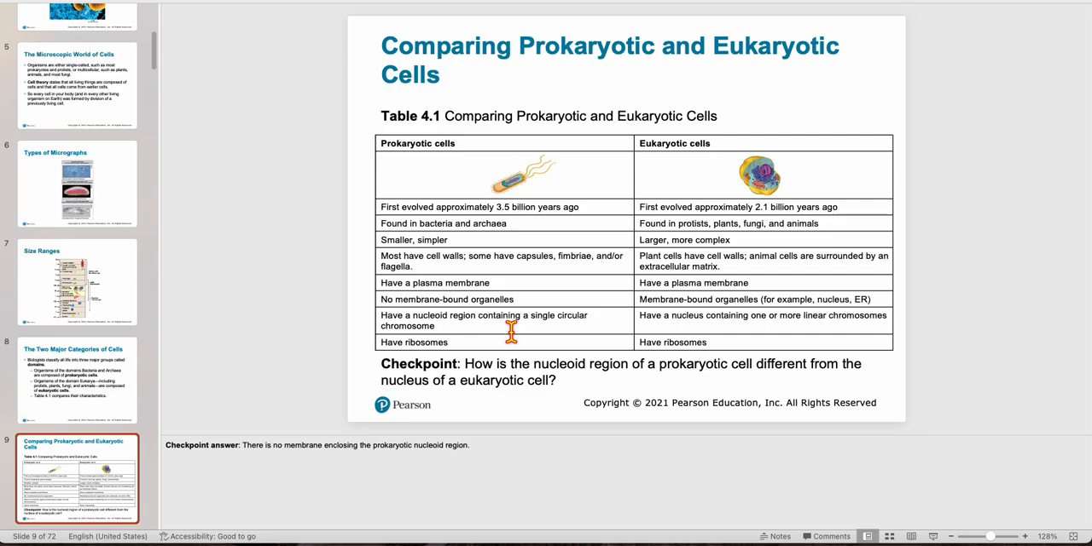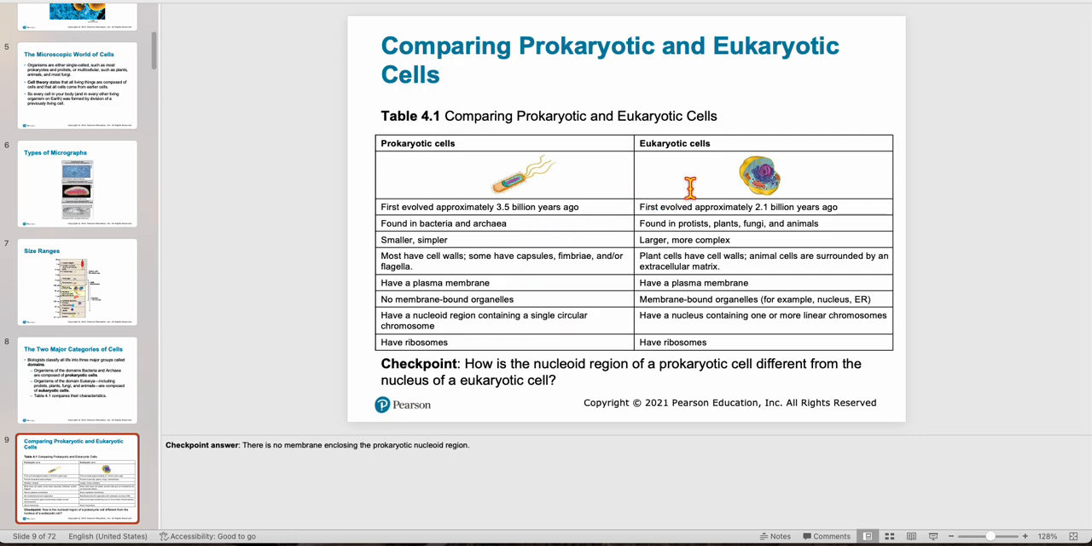That's how the A students in the past got good at this, because they watched the lecture videos or they attended class when there was an in-person class and they took the tips to heart. So bacteria are simpler. They have cell walls. They have a cell membrane. They have no membrane-bound organelles, and they have a simple circular chromosome.